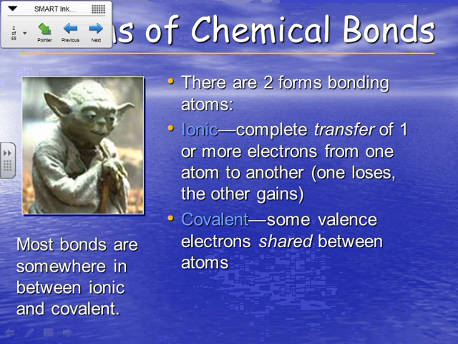Sometimes the sharing is equal. Sometimes one of the things in a covalent bond is pulling the electrons a little bit closer to itself. We'll talk more about that once we get there. But in ionic, that's more like a thief type situation. One atom comes by and steals an electron from another atom. Covalent, it's more of a sharing, like we're going to try and get along here type thing.